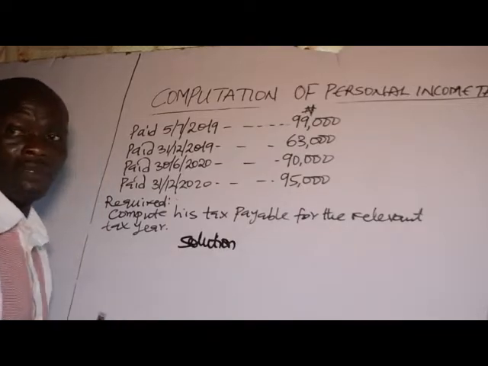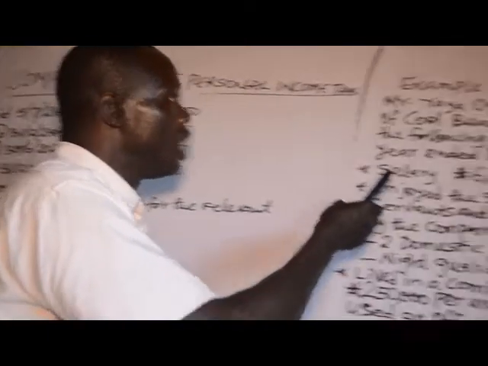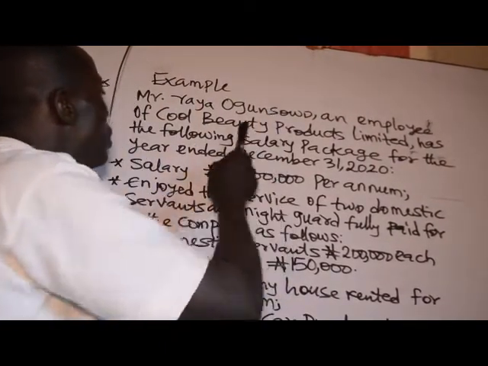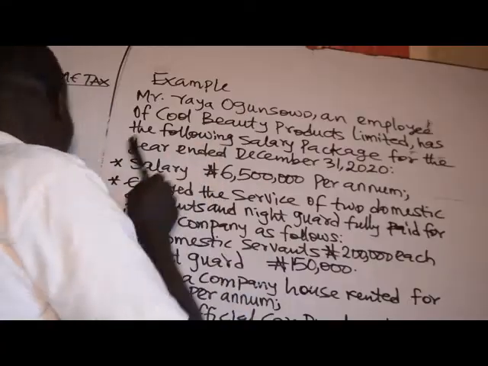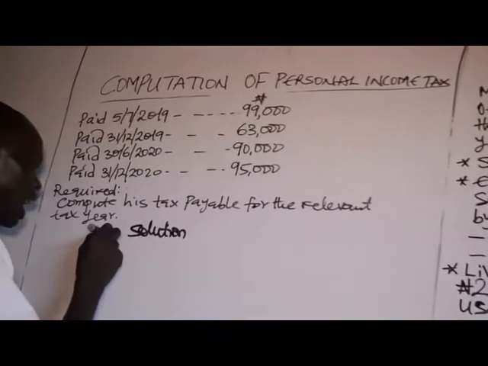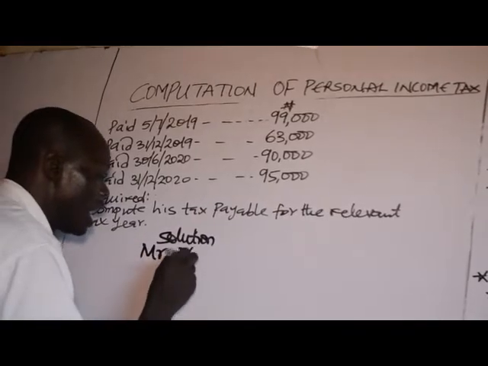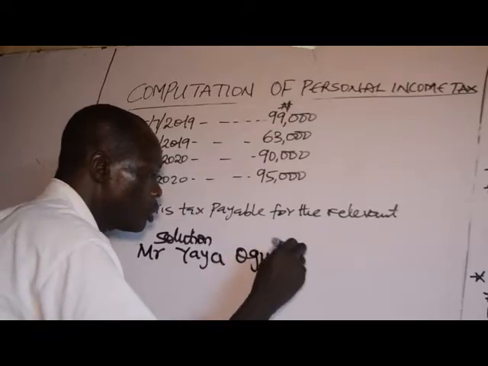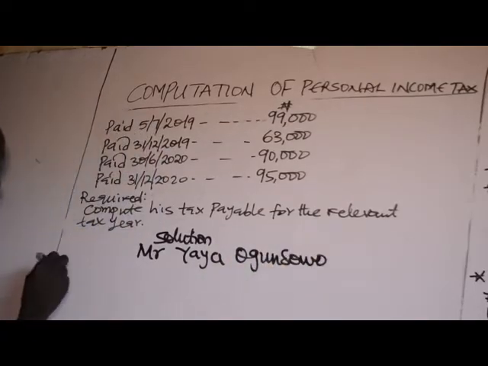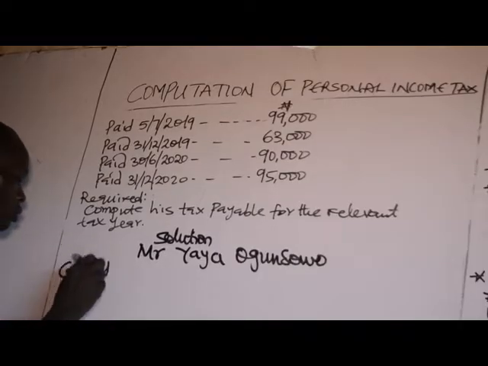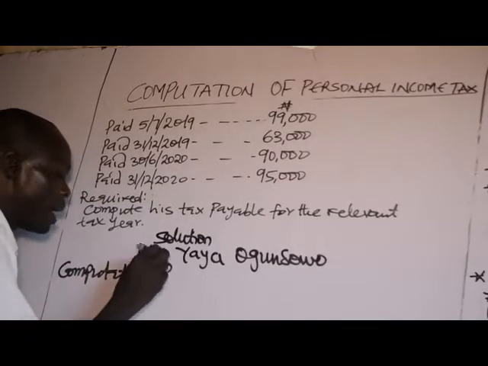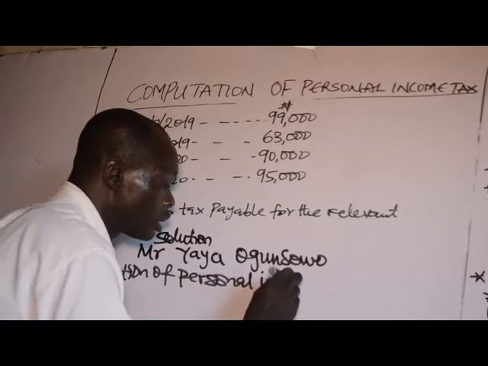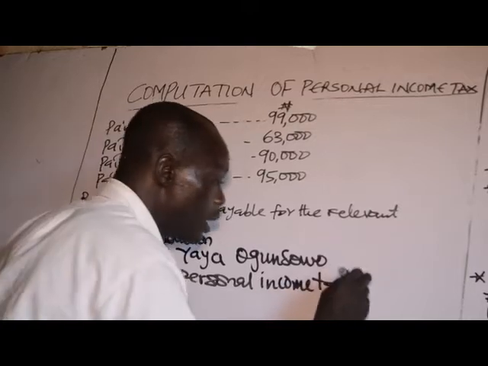The first thing is to identify the name of the entity. The name of the person. Mr. Yaya Ogunsowo is the employee. You put Mr. Yaya Ogunsowo. Computation of personal income tax payable.